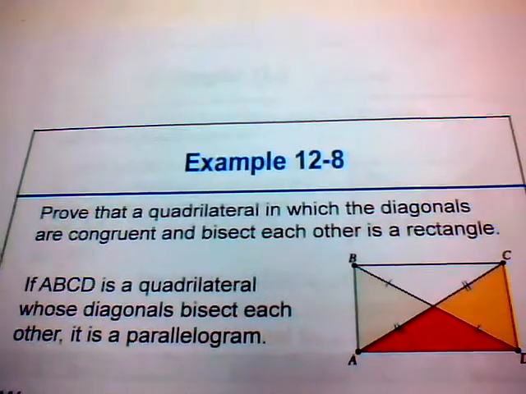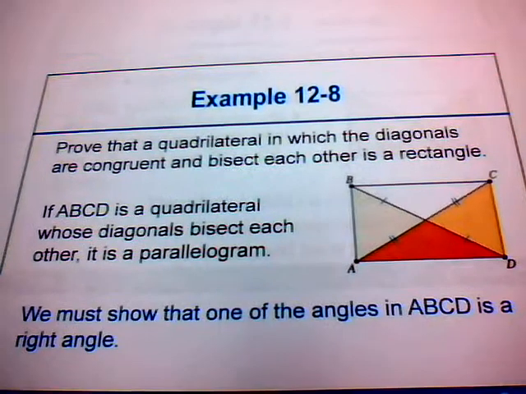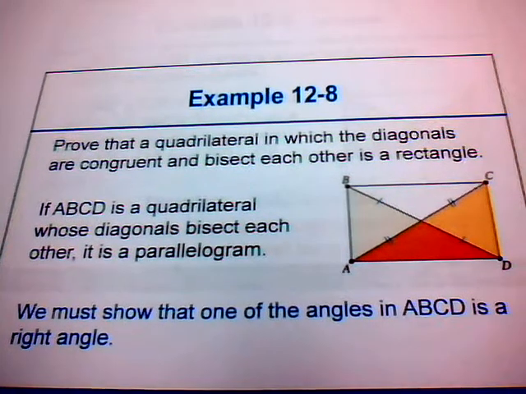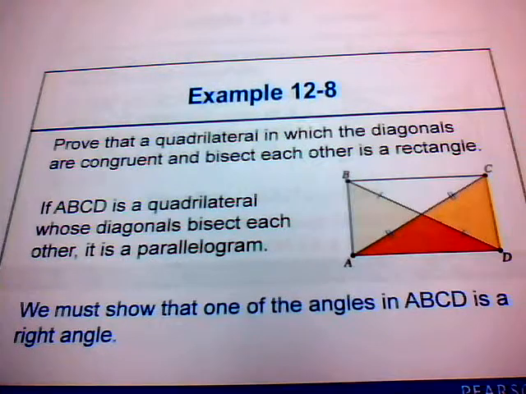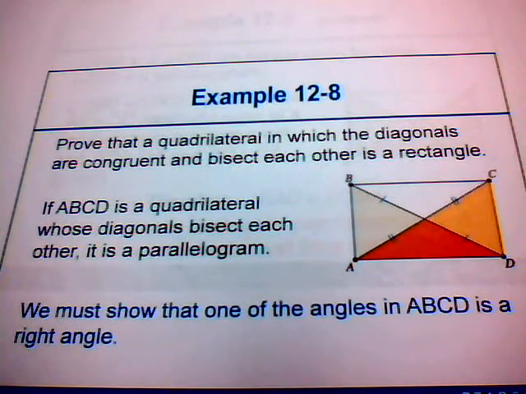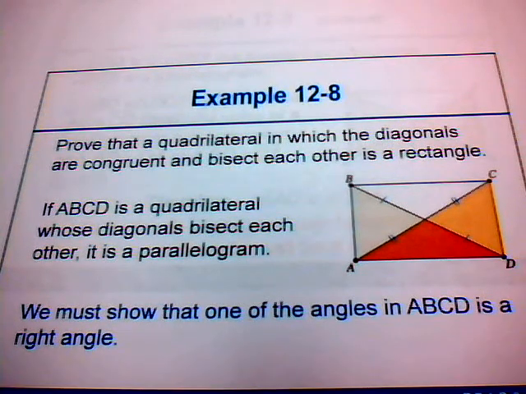Okay, next we'll look at this example here. Let's say I want to prove that a quadrilateral in which the diagonals are congruent and bisect each other is a rectangle. All right, if ABCD is a quadrilateral whose diagonals bisect each other, it is a parallelogram. So here we want to show that one of the angles in ABCD is a right angle.